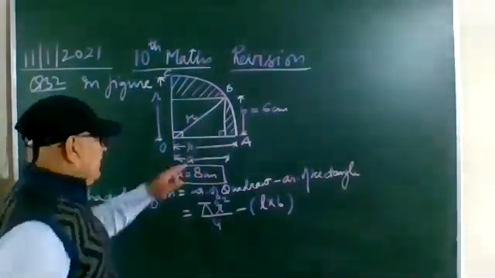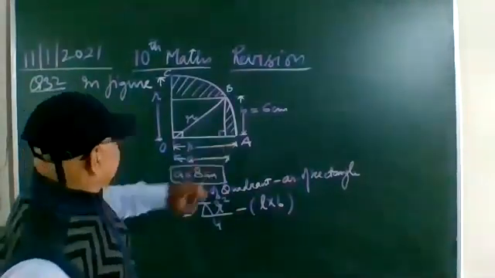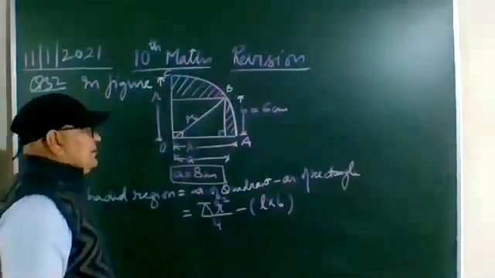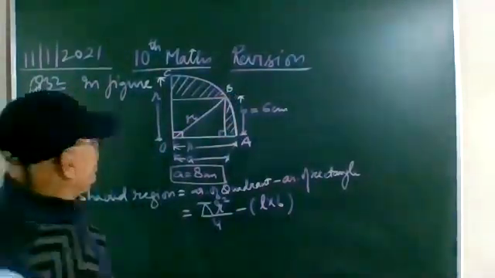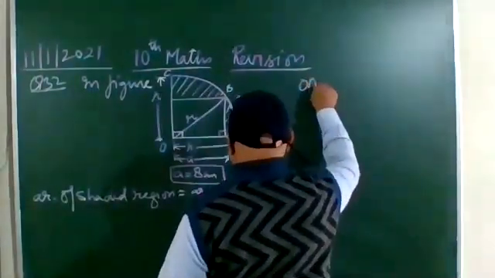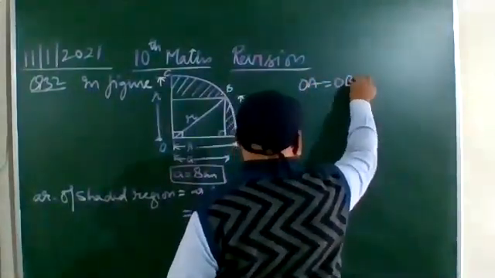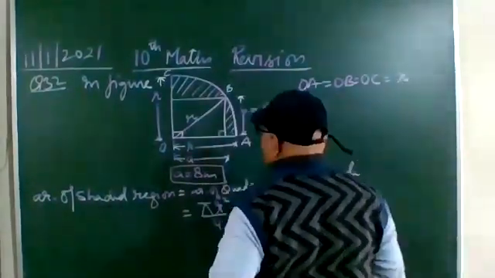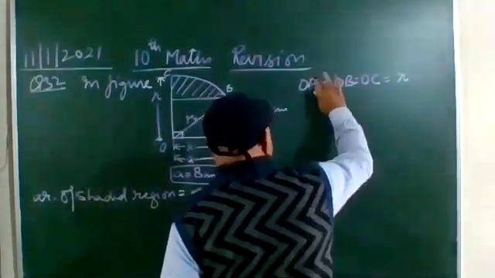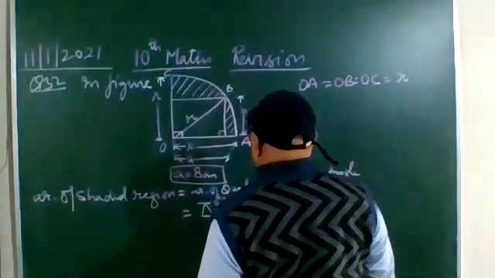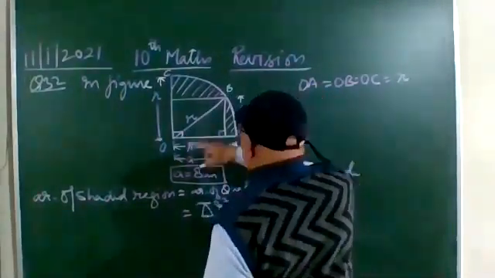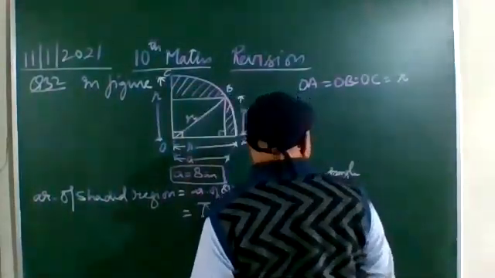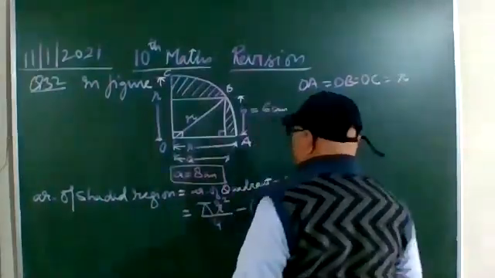Now these are the formulas. But if I say this is A, 8 centimeter, and this is B, I can find out the radius. What will you write? OA equal to OB equal to OC equal to R.